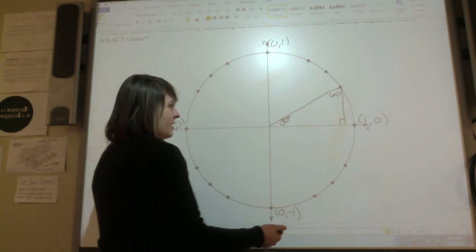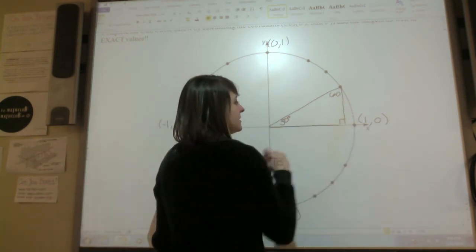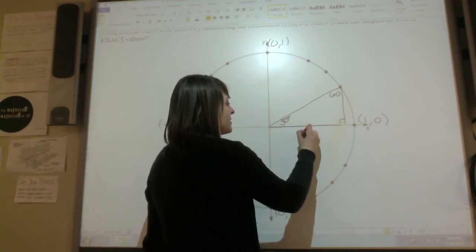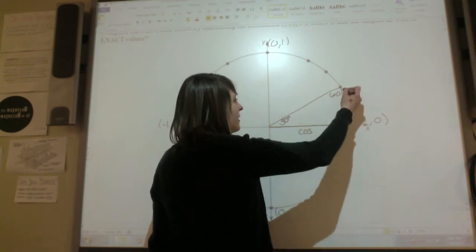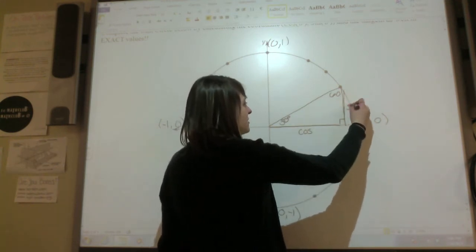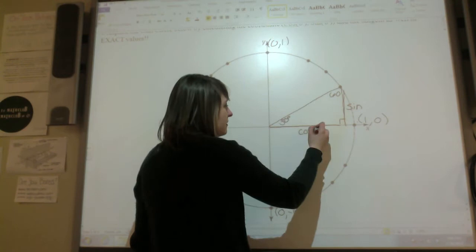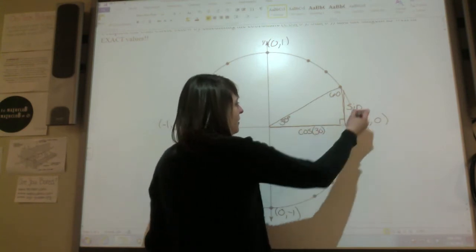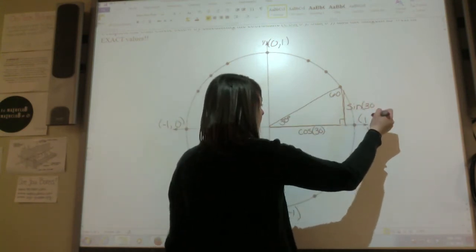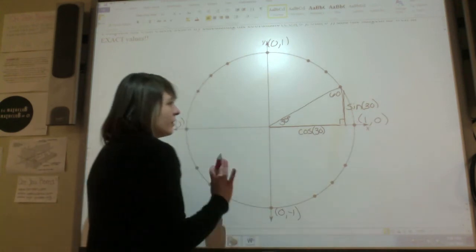Now, knowing that, I know that this side is x, so it corresponds to the cosine. I know that this side is y, so it corresponds to the sine, right? So the cosine of 30 and the sine of 30 are what I'm looking at here.